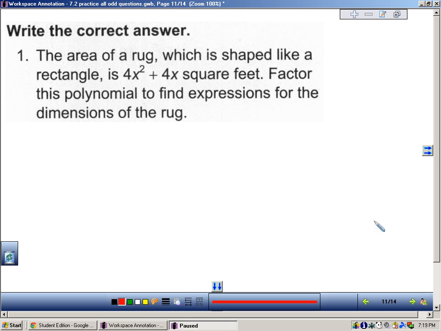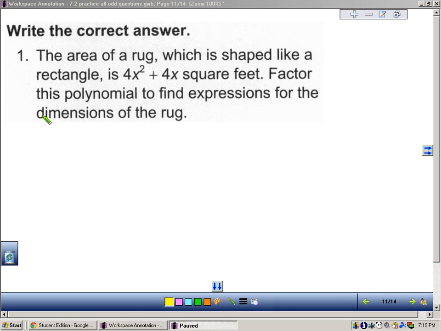Number 1, this is on the next page. I believe it's 380. Could be wrong, maybe 379. Directions. Write the correct answer. The area of a rug, which is shaped like a rectangle, is 4x squared plus 4x. And that's in square feet. Factor this polynomial to find the expression for the dimensions of the rug.